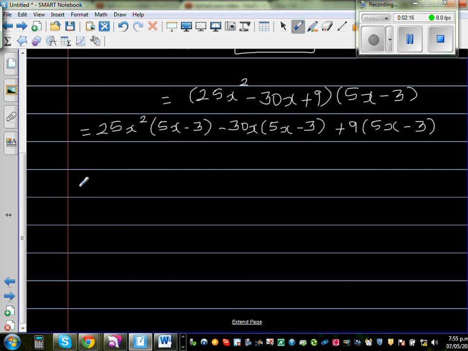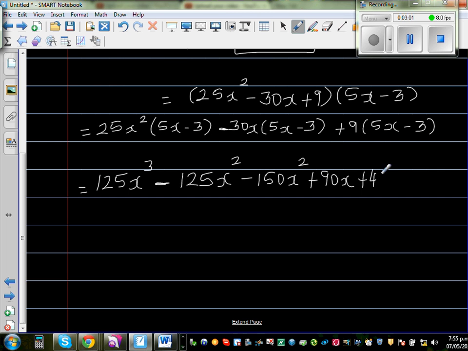Okay, you need to be patient, so let's expand this. So 25 times, first multiply the numbers, 25 times 5 is 125, then x squared times x is x cubed. 25 plus times minus is minus, first multiply the signs, then multiply the numbers. So this is 125, you got only x squared here. Negative times positive is negative. This is 150, then x times x is x squared. Negative times negative is positive. 30 times 3 is 90x plus, this is 45x minus 27.